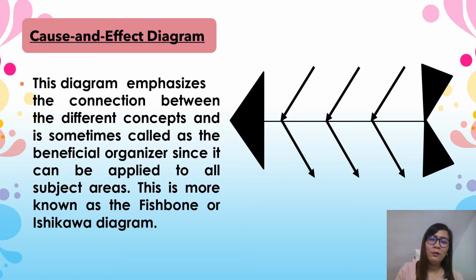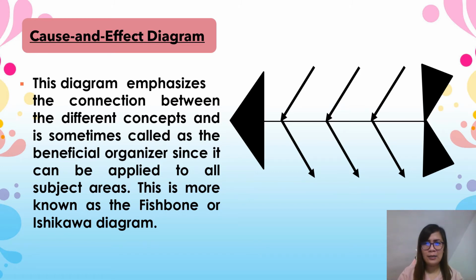Let us know what is a cause and effect diagram. So this diagram, as you can see, is a connection between different concepts and is sometimes called as beneficial organizer, since it can be applied to all subject areas. When you say to all subject areas, it can be used in English, in math, in sciences, and other subjects that you have. This is more known as the fishbone or Ishikawa diagram. I don't think I need to explain why is it a fishbone. Look at the concept and look at the form. It looks like a fishbone.